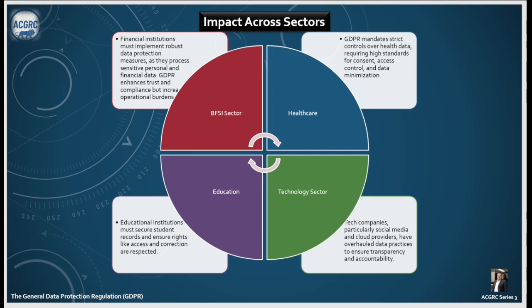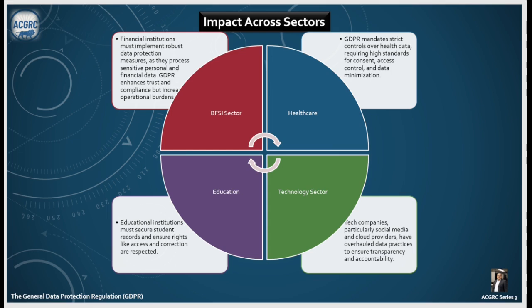BFSI sector has a mandatory data breach notification. That is, if there is a data breach, the company must report it to the regulator within 72 hours. They may also need to inform the affected customers. Example, if a hacker accesses credit card data, the bank must notify the data protection authority and affected users.